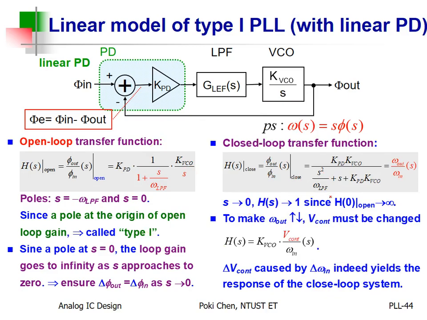And we have the open loop transfer function. Open loop means you cut the feedback loop, and from here to there, 开路转换函数. Why do we need this? To estimate the phase margin and the gain margin.